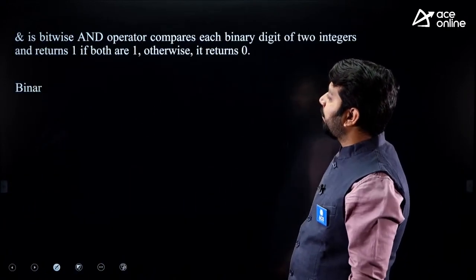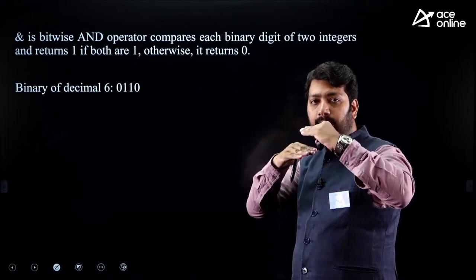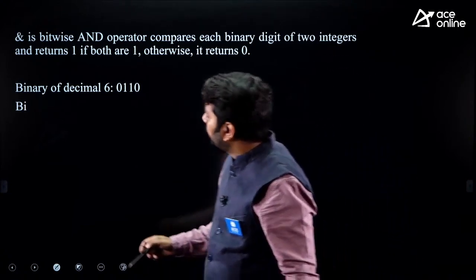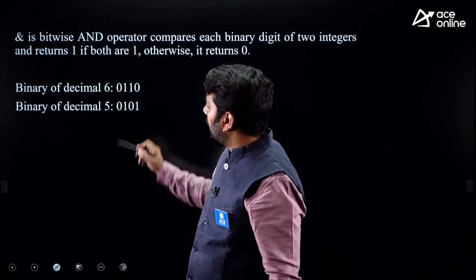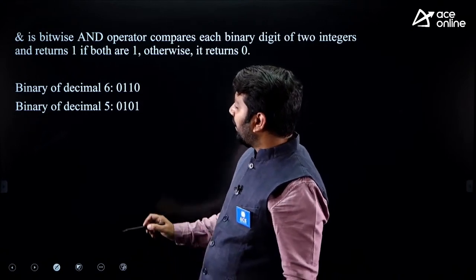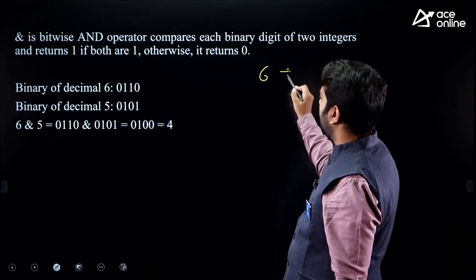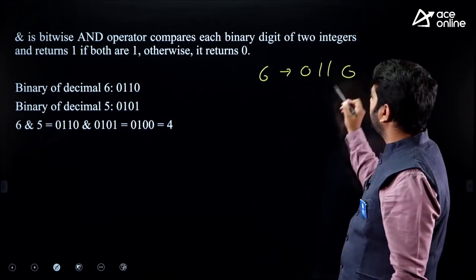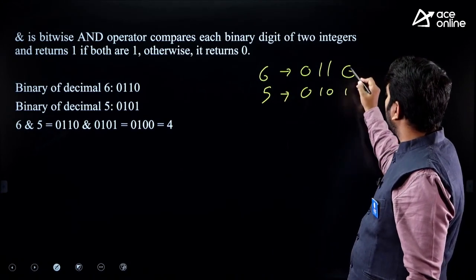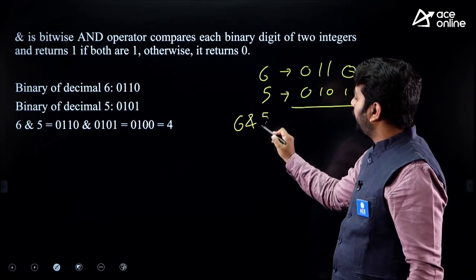AND is a bitwise operator that compares the binary values of two operands. That means it performs the operation bit by bit. For example, this is my number 6 and this is my number 5 in binary form. 6 is nothing but 0110, and 5 is 0101. Now I am solving 6 AND 5.